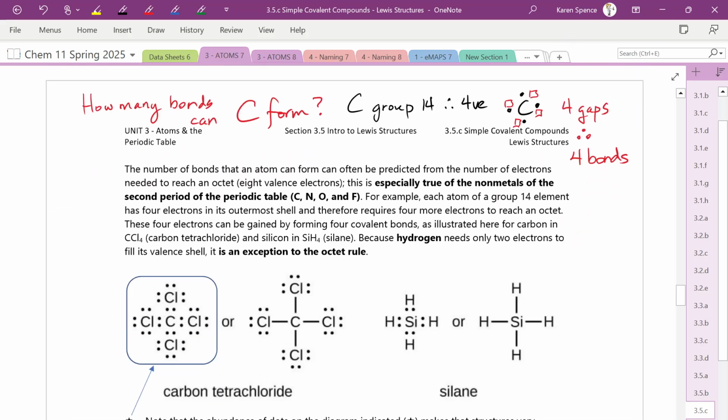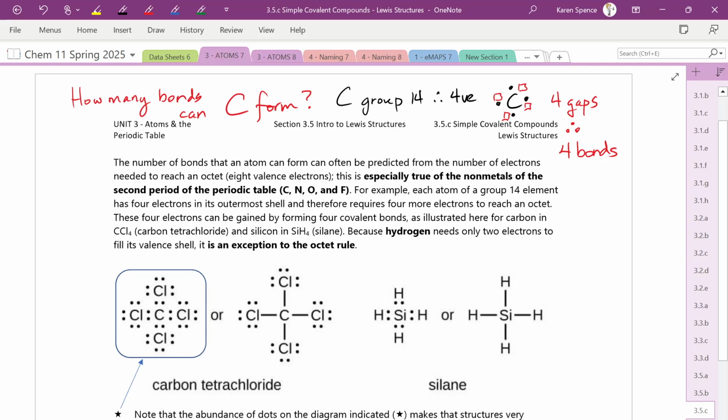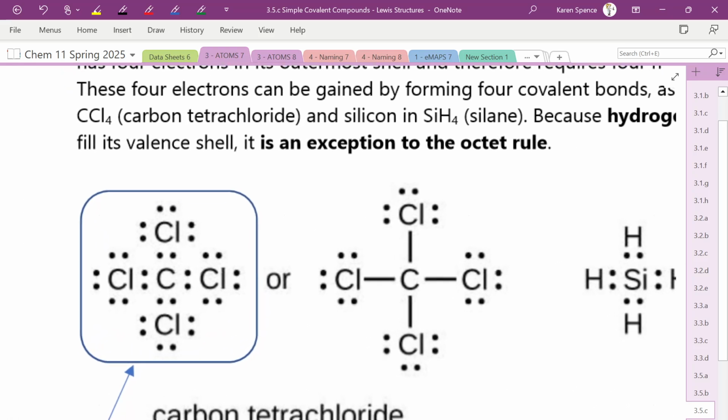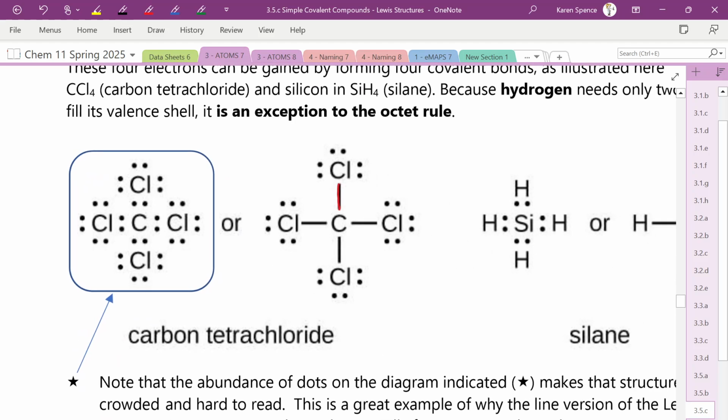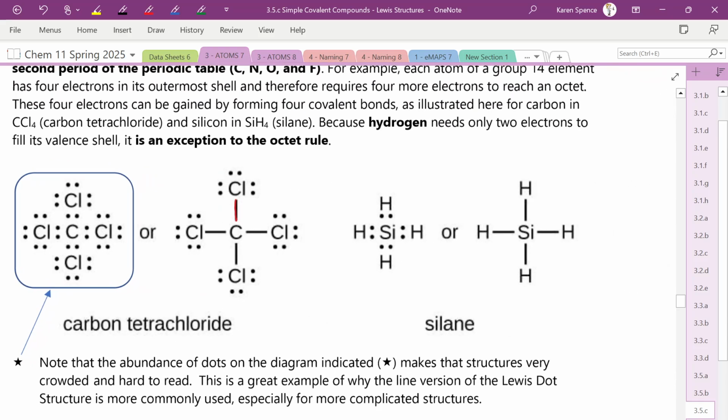So if we look at carbon, here's carbon tetrachloride, and you'll notice that it starts to get really ugly when we use the dots. Yes? It becomes confusing to look at. I'm like, which dots belong to which atom? It's just hard to deal with. My brain deals much better with a line saying, oh, those are 2 electrons that are shared between the 2. This is carbon tetrachloride, and this is silane, silicon with 4 hydrogens.